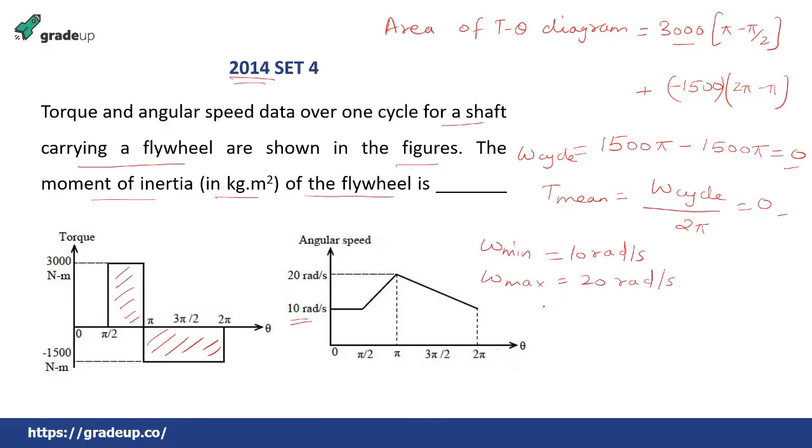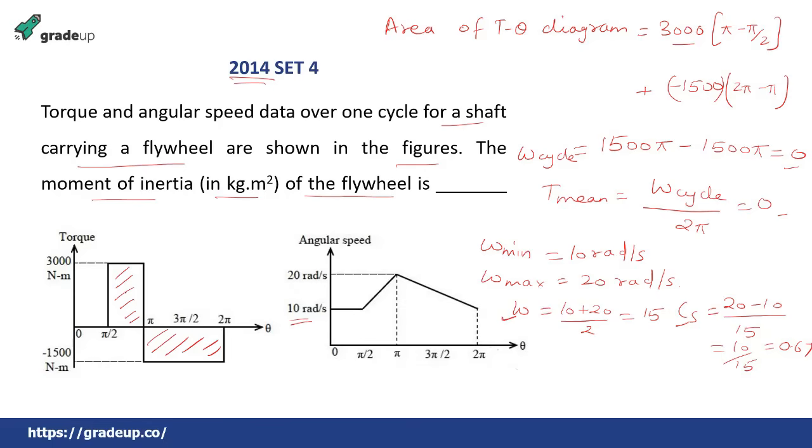So from here you have to find out two things, one is the mean omega and the other is the coefficient of fluctuation of speed. So omega mean equal to maximum plus minimum by 2, that is 20 plus 10 by 2, which is equal to 15, and Cs equal to maximum minus minimum, that is 20 minus 10 upon the mean, that is 15, which is 10 by 15, which is equal to 0.67. So now you have got Cs, now you have got omega.